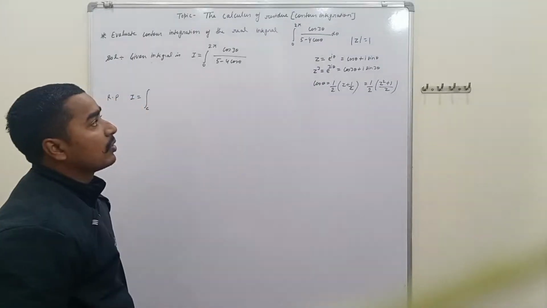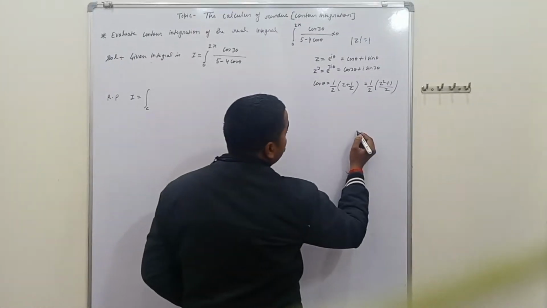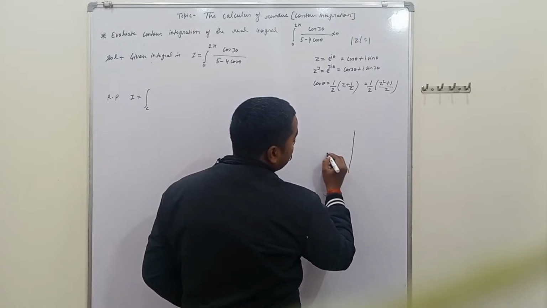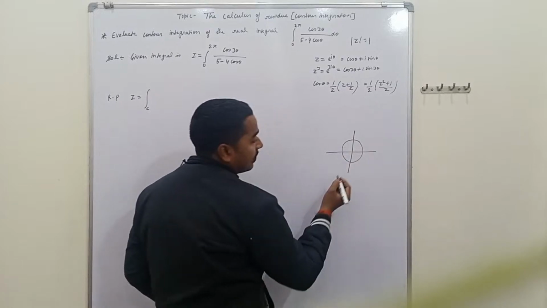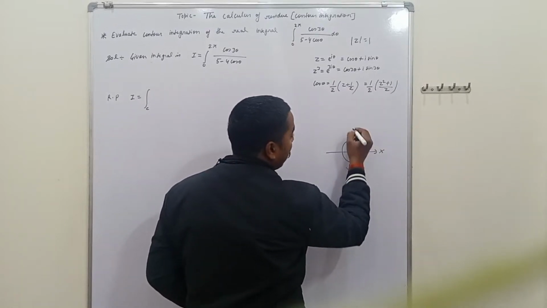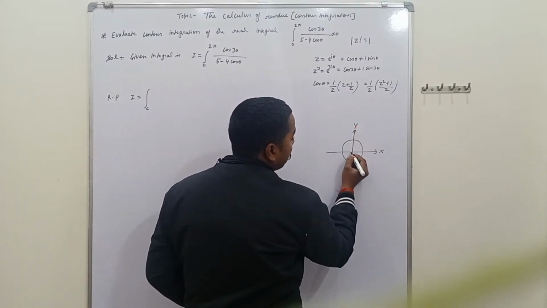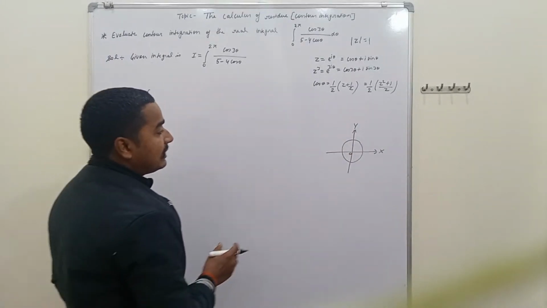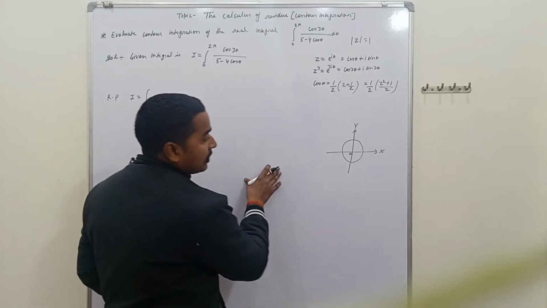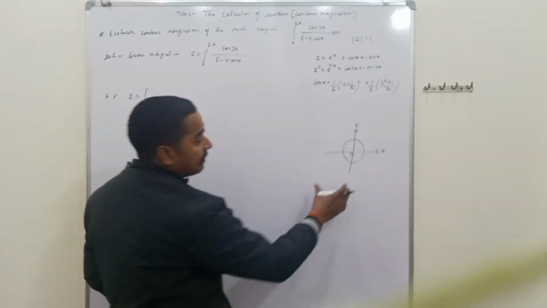We can also draw the figure of mod z is equal to 1, that is this is the circle, this is the x axis and this is the y axis and this is the center. We only consider the poles that lie within the given circle.